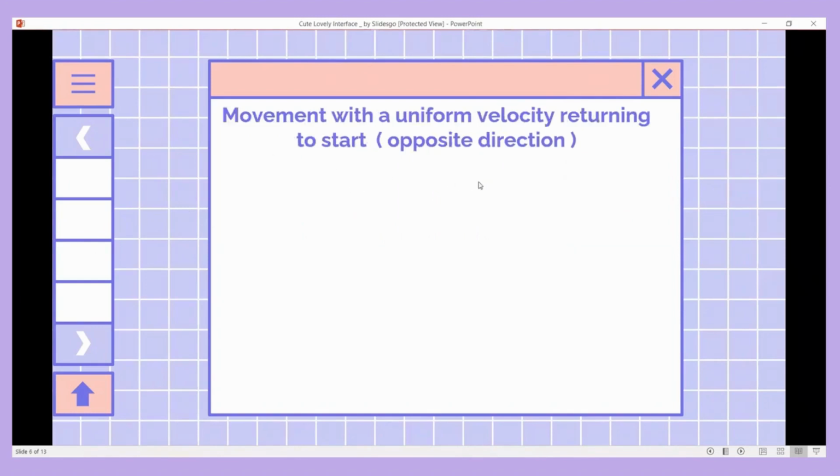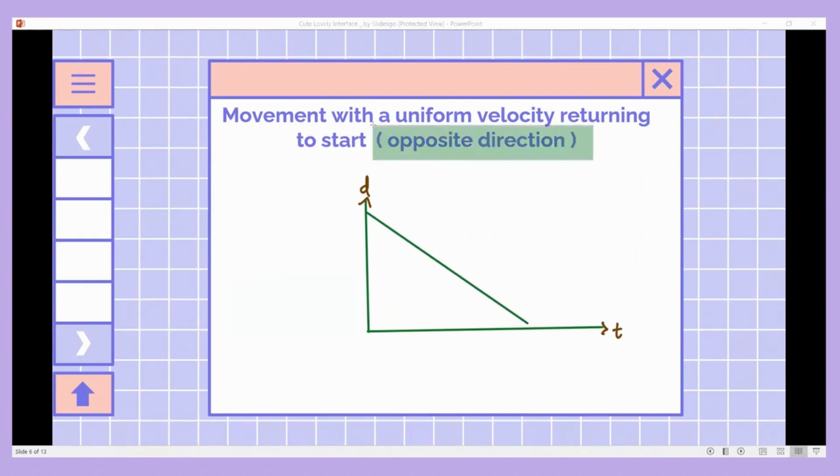And movement with a uniform velocity returning to start, that is just the opposite direction. So we know for uniform velocity, the gradient has to be the same throughout the journey. Let's say this is the distance and this is the time graph. And over here, it has to decrease down like this in order to get the object moving in the opposite direction with the uniform velocity, that is with the uniform gradient.